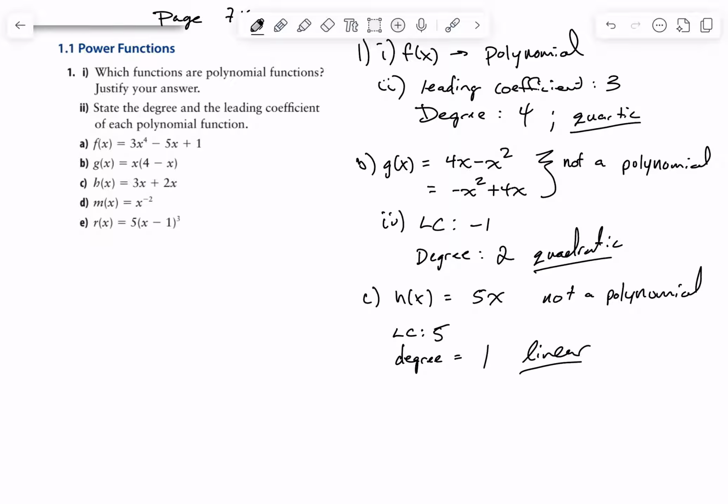Okay, D, m of x. Again, anytime you have a negative exponent like you do in D, you can rewrite that as 1 over x squared. So negative exponents can switch between the numerator and denominator, and their exponent becomes positive. So this is what we call a rational graph.